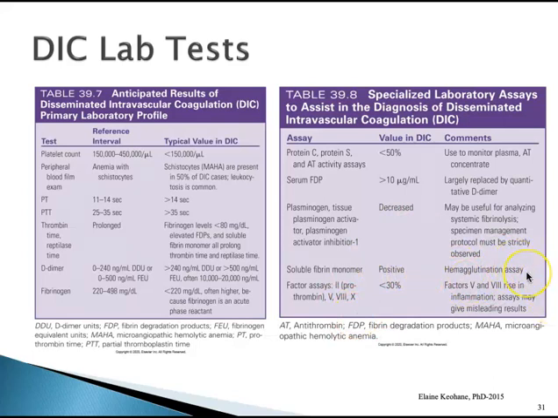And you can also run factor assays. For example, a prothrombin factor assay, an assay for factor 5, for factor 8, and factor 10. And you would find that these factors are getting consumed in clots, so the activity of the factor would be less than 30%.